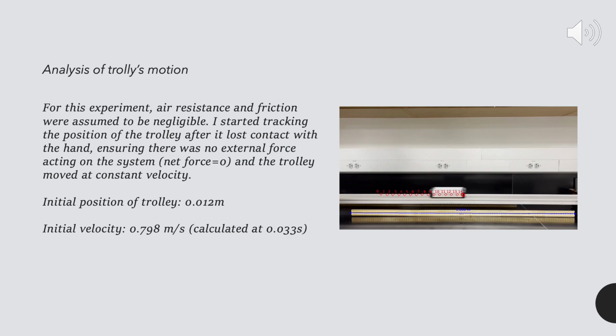The initial position of the trolley was 0.012 meters and the initial velocity of the trolley was 0.798 meters per second. Initial velocity was calculated using the formula change in displacement over change in time for the first few frames.